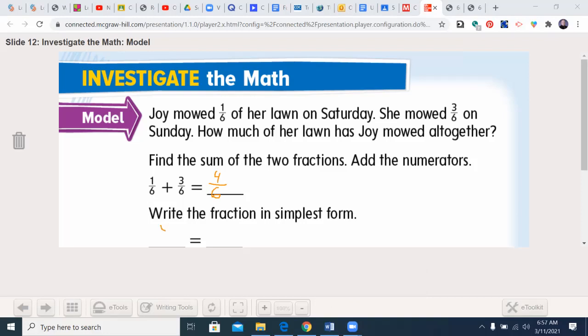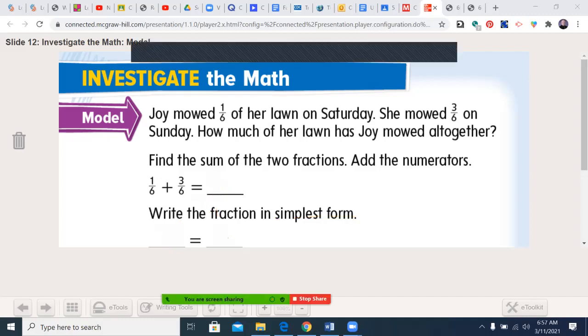Now 4/6, here's another way to write it, can be simplified. They are both even. That means they can top and bottom be divided by 2. 4 divided by 2 is 2. 6 divided by 2 is 3. So my simplest form is 2/3. So 1/6 plus 3/6 equals 2/3. Okay, go ahead and clear that drawing.